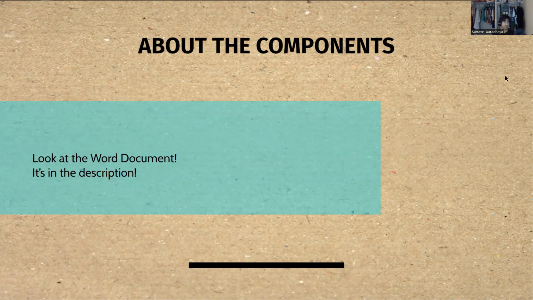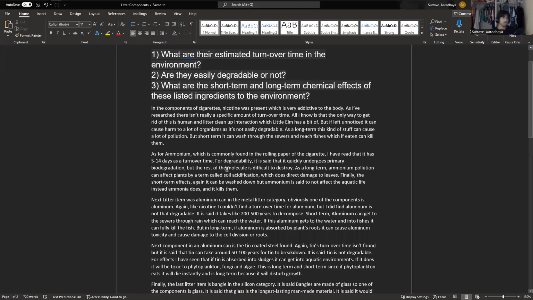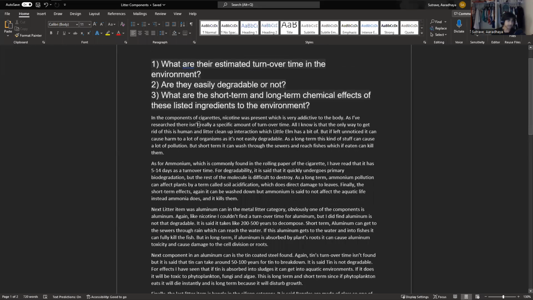I should go to the Word document. One second. This is the litter components. These are the questions I was asked.